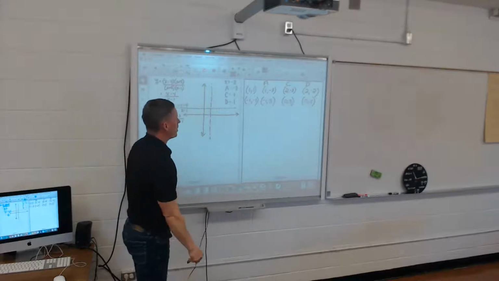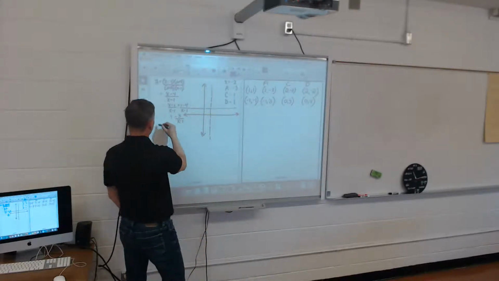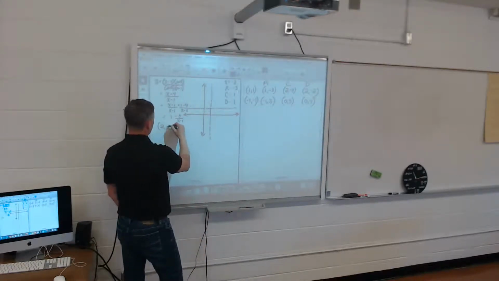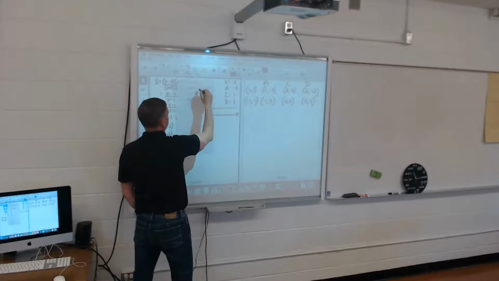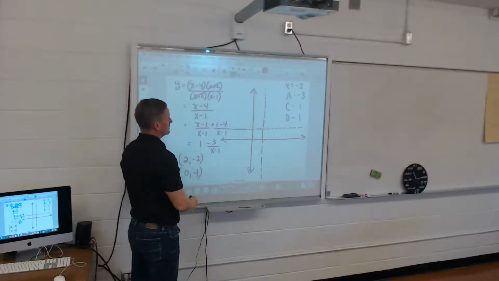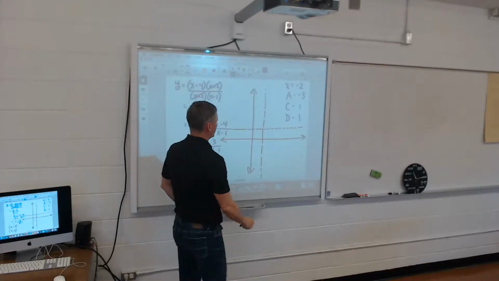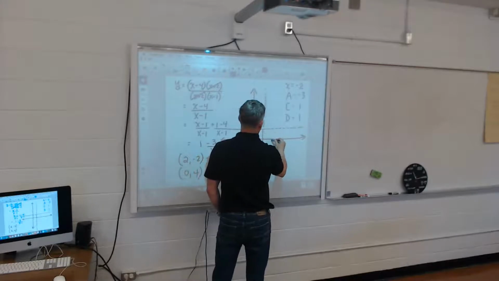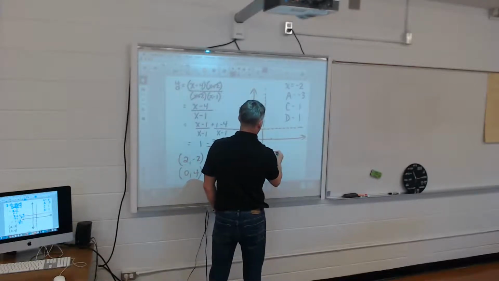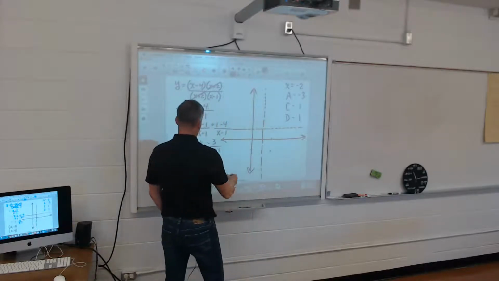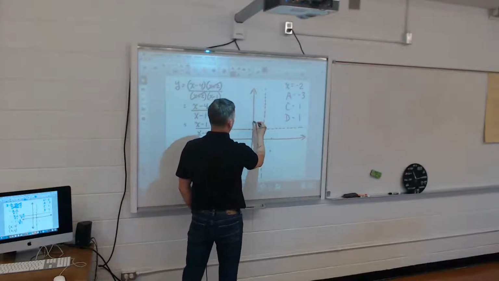Okay, so I have a coordinate of (2, -2) and (0, 4). So let's mark those in. So (2, -2): that's 1, and here's 2, that's down here. And then my other one is (0, 4): 1, 2, 3, 4 is right here.